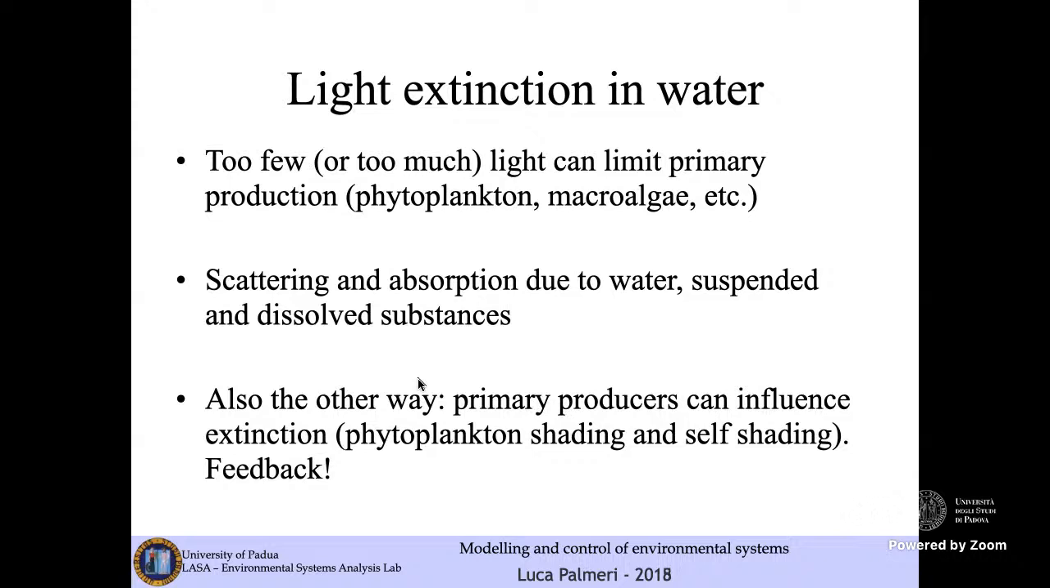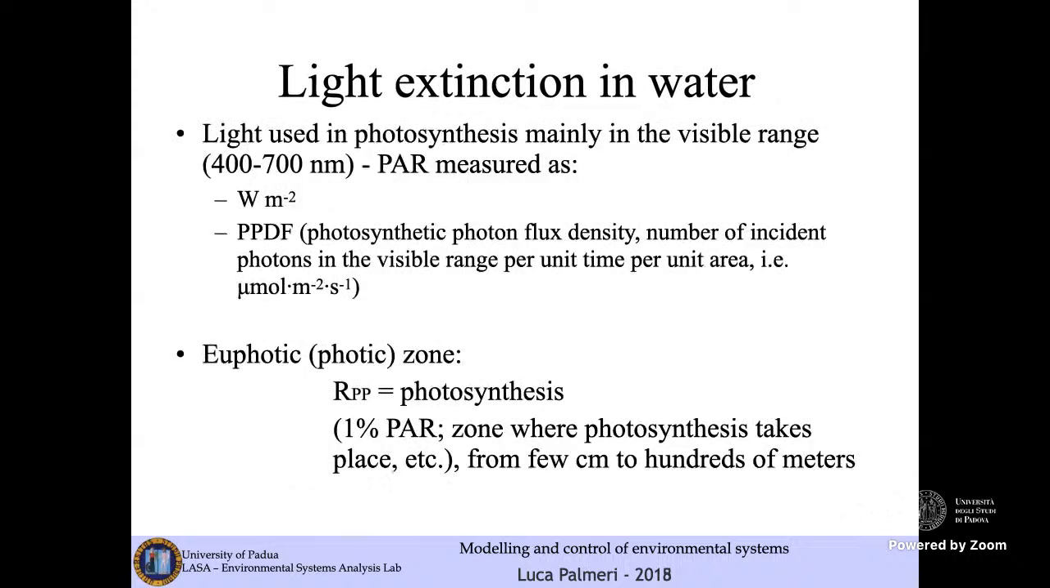Also, there is an opposite effect in which primary producers can influence extinction. This is called phytoplankton shading, the self-shading effect. So this is a feedback in which, for example, primary production may have a significant influence on light extinction, stopping light from crossing water layers because of increasing algae concentrations.